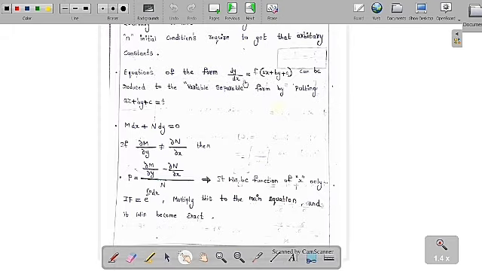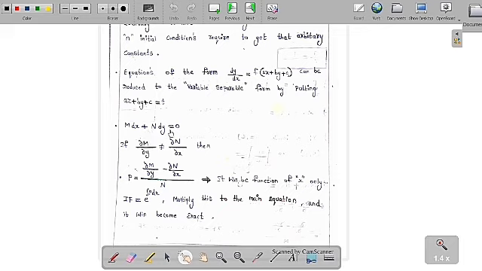Equations of the form dy by dx is equal to f of ax plus by plus c can be reduced to the variable separable form by putting ax plus by plus c is equal to t. Suppose you see a differential equation of this format, dy by dx is equal to f of ax plus by plus c, then you can assume ax plus by plus c is equal to t and do the simplification. You can replace this in terms of the variable separable form, and then do the integration separately and get the solution.